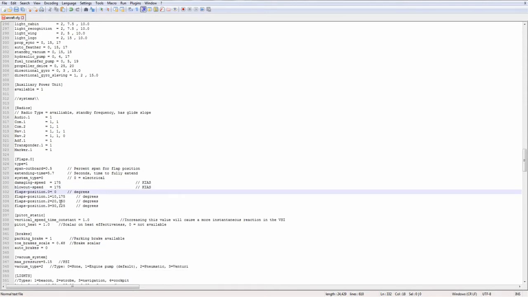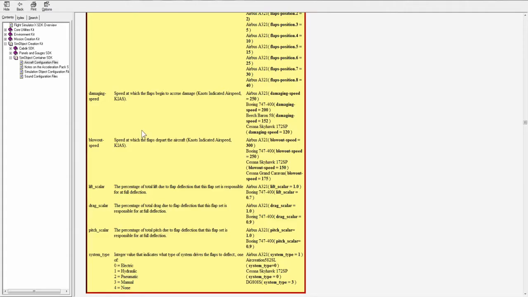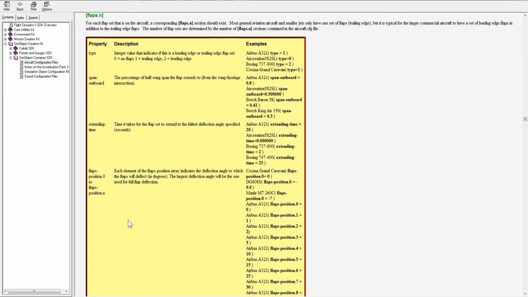Now the next one is we have a set of positions here. Flap position 0 equals 0, 1 equals 10, 175, that whole thing. So let's look at it. Flap position 0 to flap position N. Each element of the flap position array indicates the direct deflection angle to which the flaps will deflect in degrees. Largest deflection angle will be the one used for the full flap position.